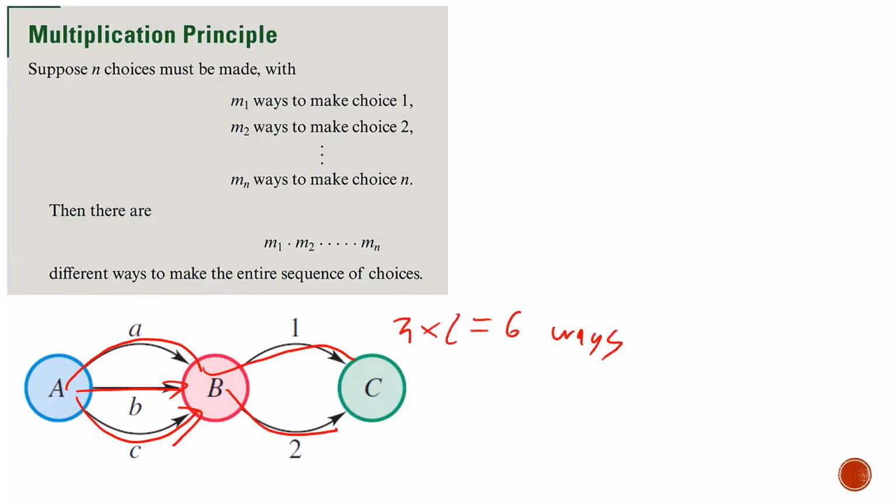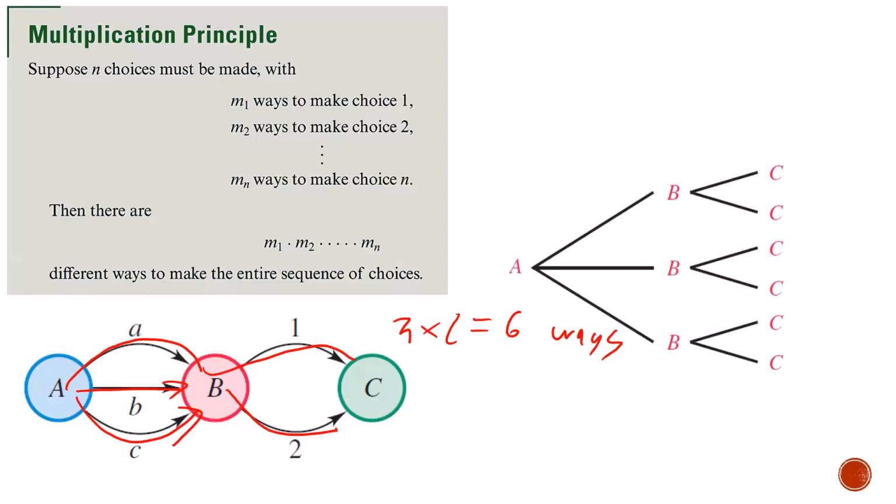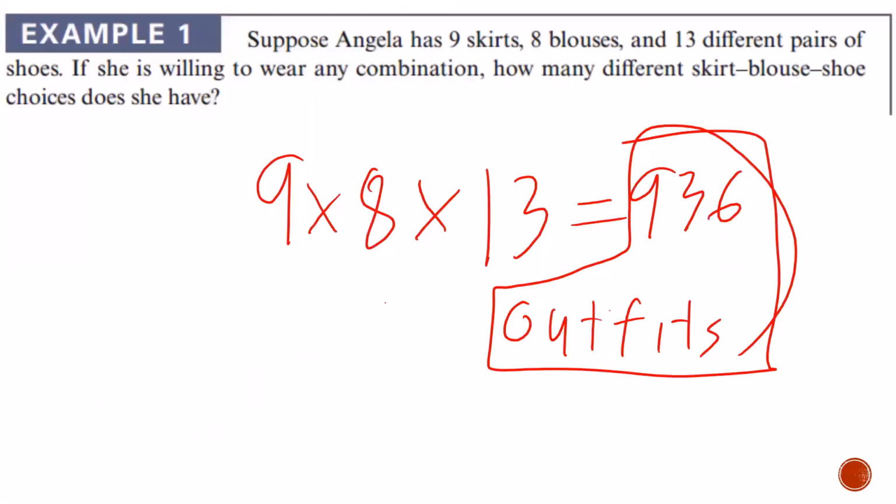You could also draw a tree diagram, right? There are 3 ways to get from A to B: little a, little b, little c. And then for each of those, there are 2 ways. 1, 2, 1, 2, 1, 2. So there are 6 different ways to get to C. You could actually draw out a tree diagram. That's where the multiplication comes from. Obviously, this tree diagram would be really difficult to draw here, but you could do it and it would look the same.